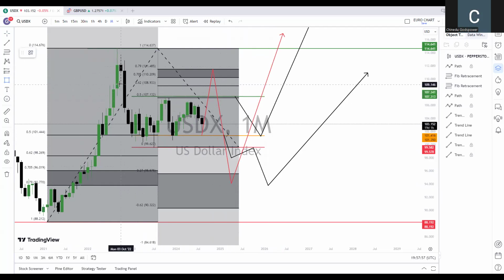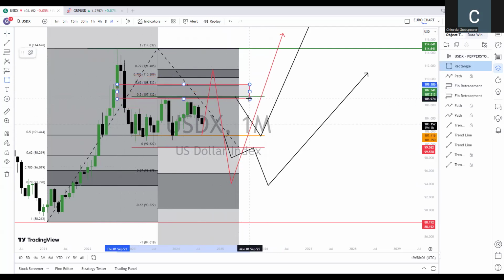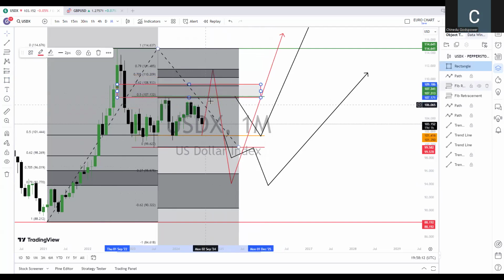This is a very short block, because now you can see there's an imbalance right here. I want to assume that this imbalance, this zone that has not been mitigated, will come and be mitigated in the future. That is why I'm going to put this right in, saying whenever price reacts around the zone, I'm expecting it to sell downwards.